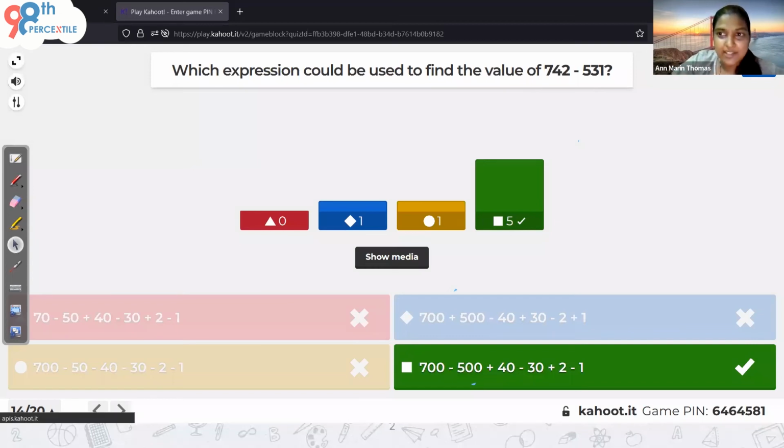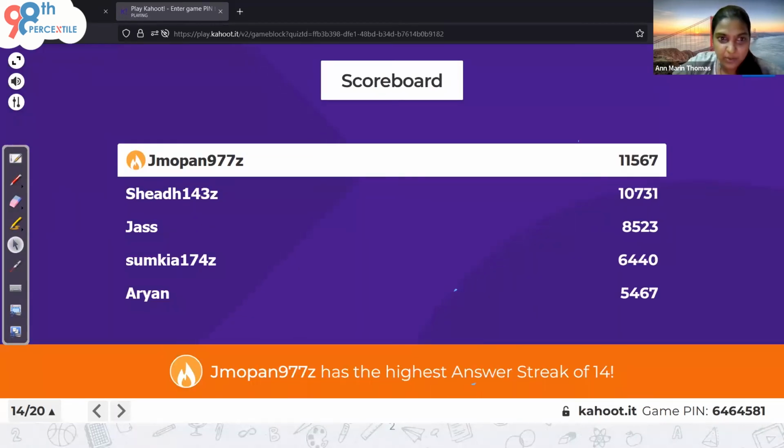Okay. Next, here we go to the scoreboard. Yes, here we have Jim Open, Shia, Jazz, Simki, and Aryan doing a wonderful job. And yes, Jim Open has the highest answer streak of 14 right here. Excellent, Jim Open, and all the others who are doing well. Let's go to the next question we have here. 3, 2, 1, go.